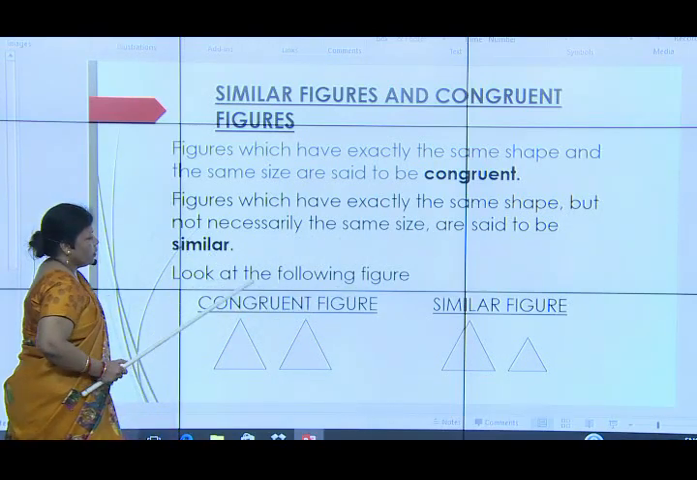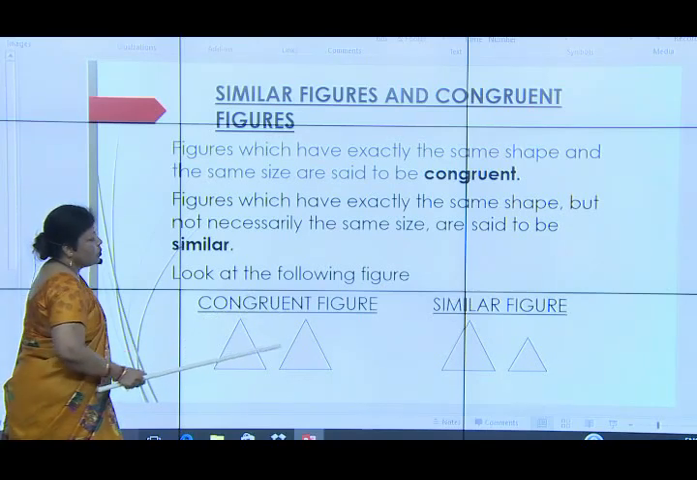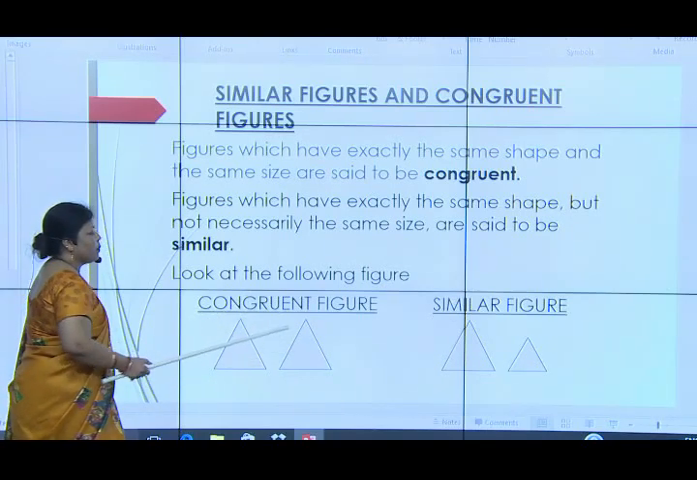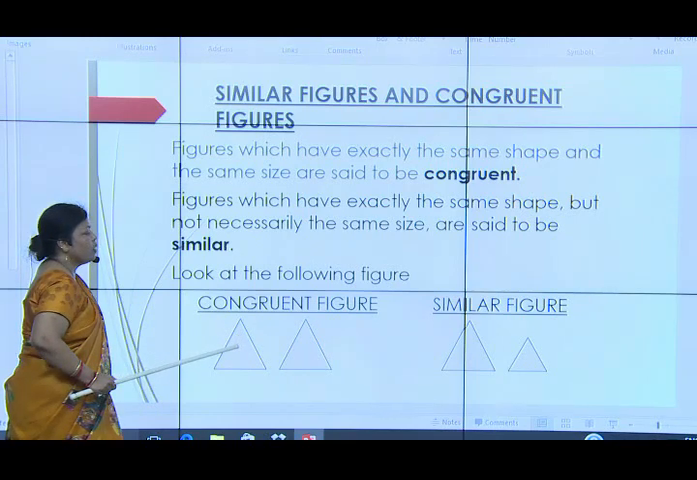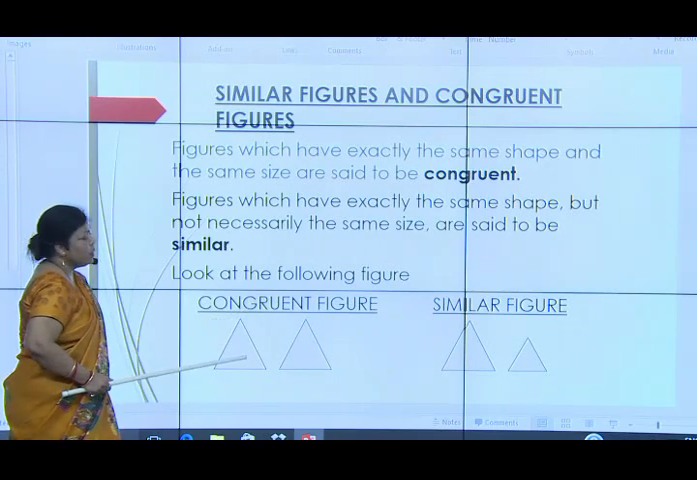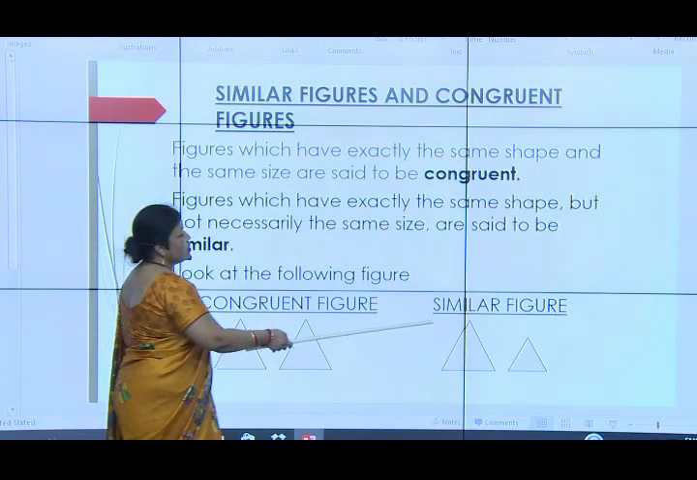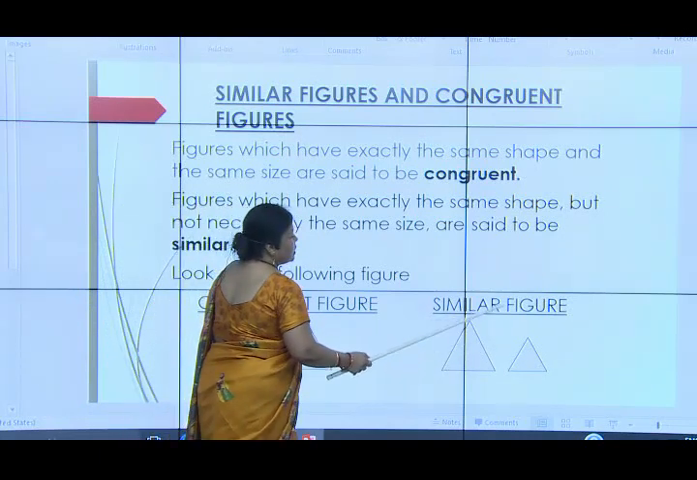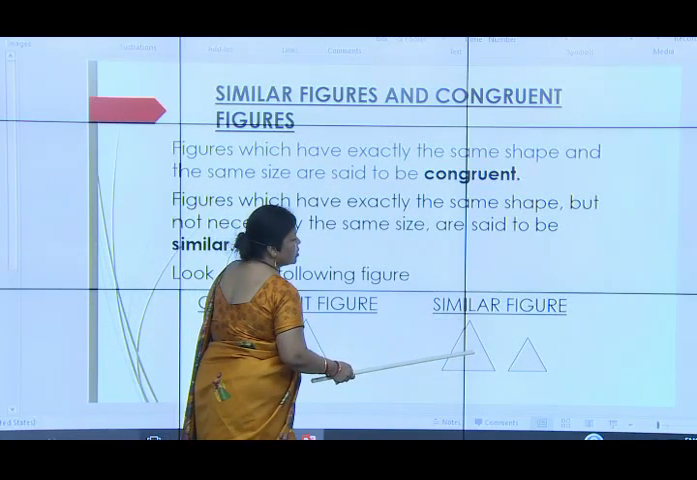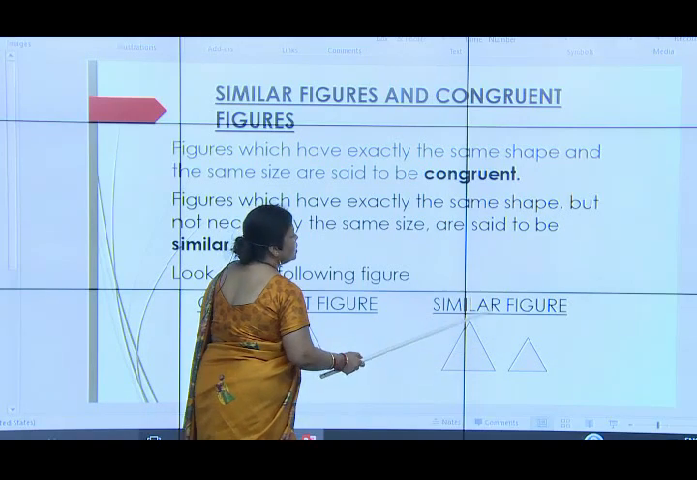Look at the following figure, congruent figures. Now you can see that both triangles are the same. If you cut and paste one on the other, it will exactly overlap. So the figures are said to be congruent. But here you can see that these are similar. Their shape is the same but the size is not the same. So they are said to be similar.